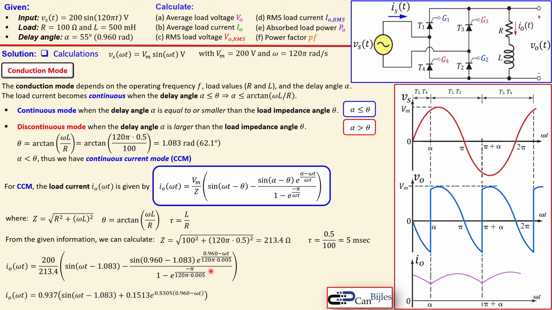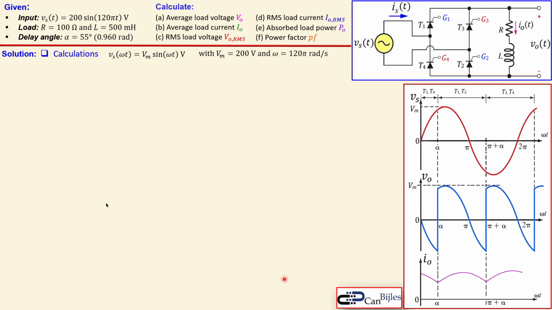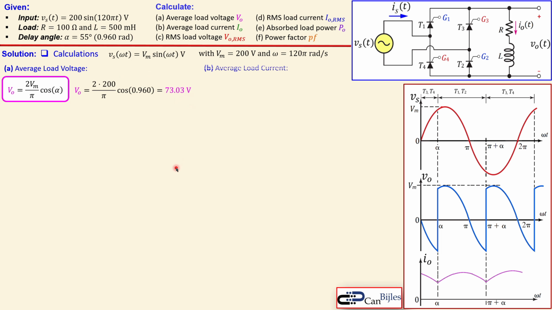and then also work out the parentheses and the parameters here, which will result in this expression. Okay, now let's move on and first calculate the average load voltage, which is this part. That is given in a similar form as we have done before for the DCM. It is given by this expression. You can now substitute the Vm, which is 200, and the alpha, which is 55, so it is the exact same result, which is then 73.03 volts.